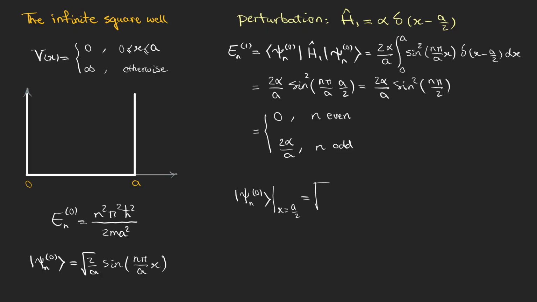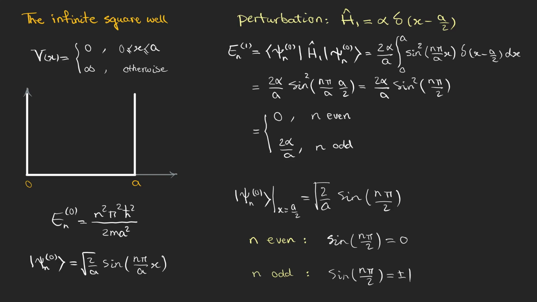Interestingly, by just calculating the wave function in the middle of the well, we can see that for even n's, the eigenfunction is 0, and so we expect it to remain 0 for all the corrections because it will not be affected. But for odd n's, the function gives plus or minus 1 in the middle of the well, and we expect the perturbation to just affect the eigenstates with odd quantum numbers.